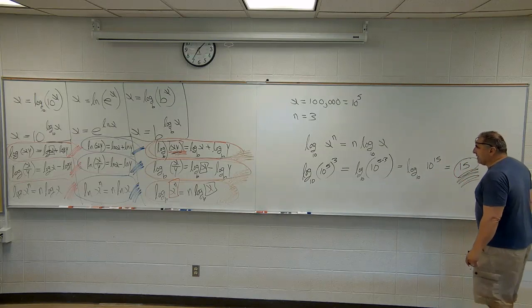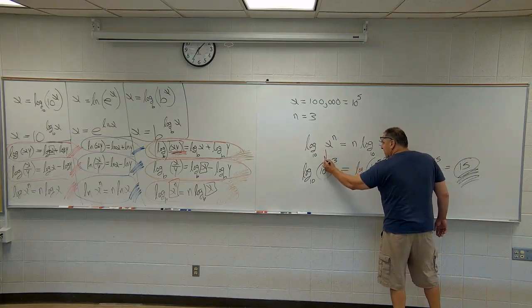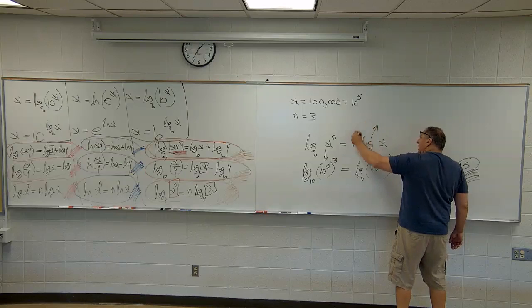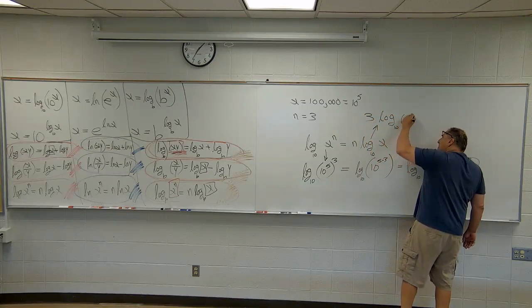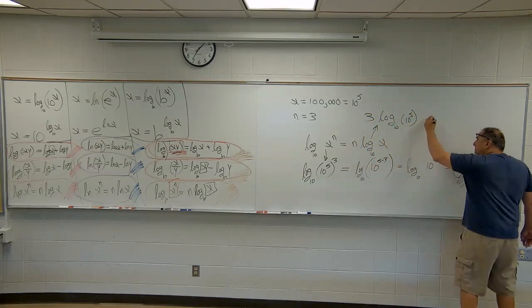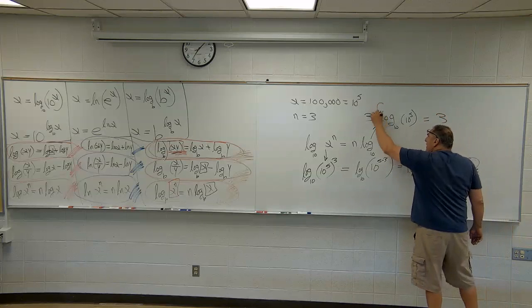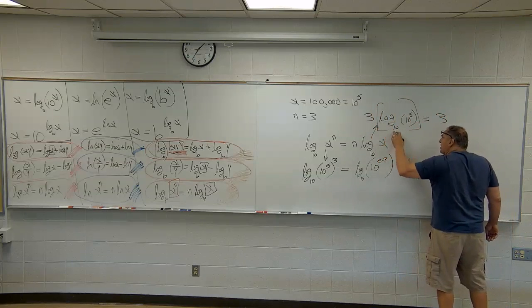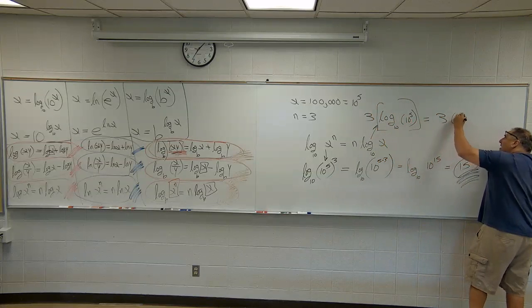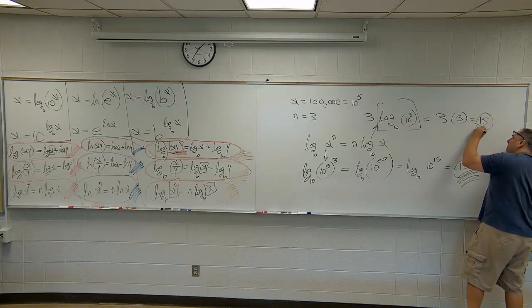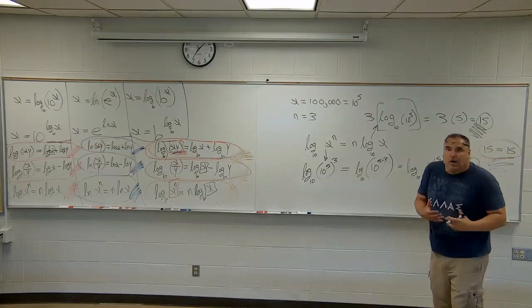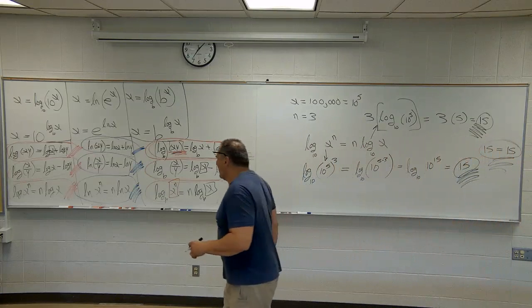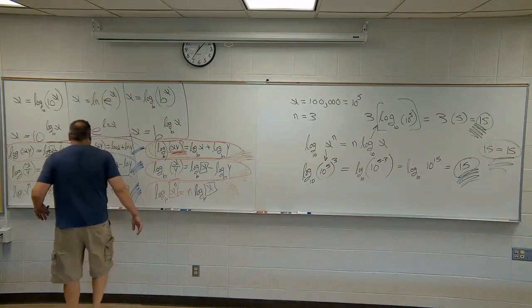Now I'm wondering, is this going to spit out the same thing? N is 3. What is the logarithm base 10 of 10 to the fifth? It's 5. 3 times 5 is 15. 15 equals 15. The third row is gut feeling confirmed. Oh, that stuff's all working out.